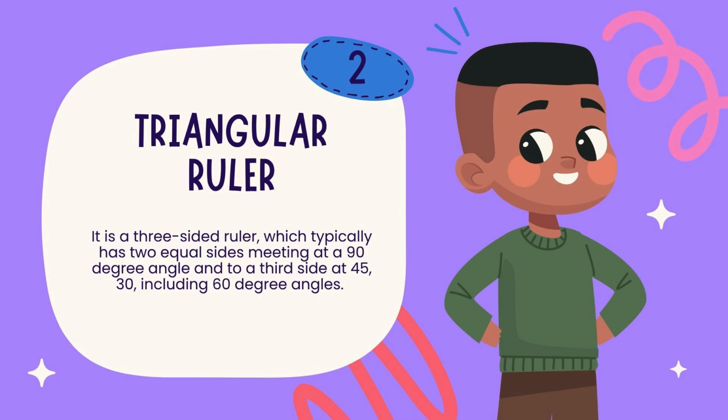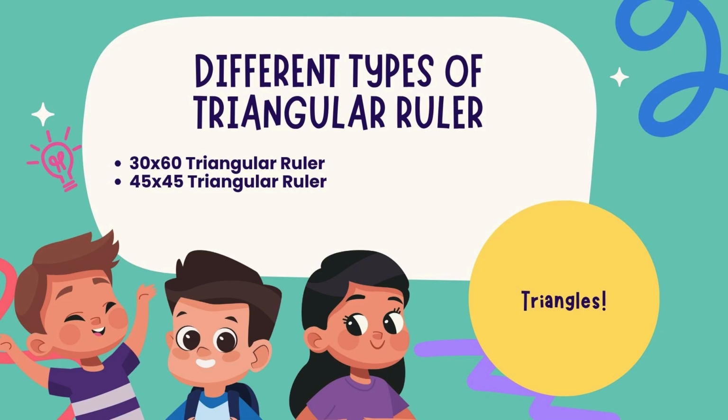Triangular ruler. It is a 3-sided ruler, which typically has 2 equal sides meeting at a 90-degree angle and a third side at 45, 30, including 60-degree angles. Different types of triangular ruler: 30 by 60 triangular ruler and 45 by 45 triangular ruler.